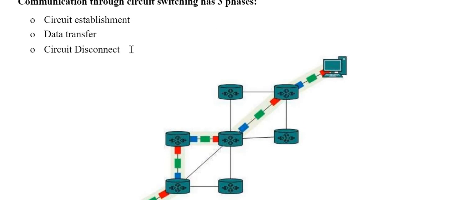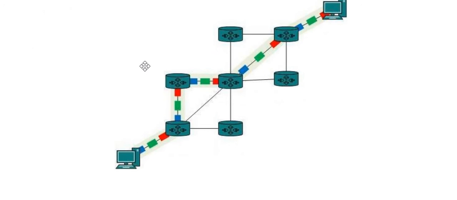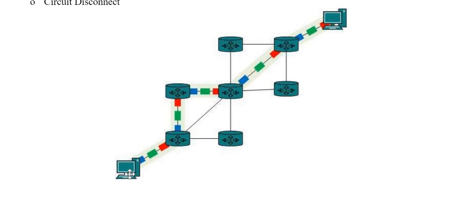First is circuit establishment, second is data transfer, and third is circuit disconnect. Okay, so we can see here, this is the sender, this is the receiver, so it can either pass through this path, or through this path, or through this path.